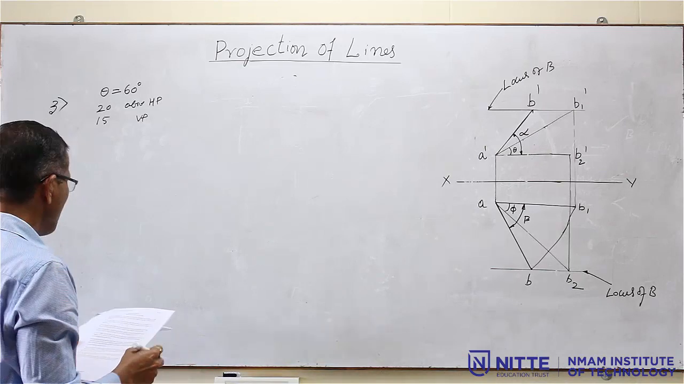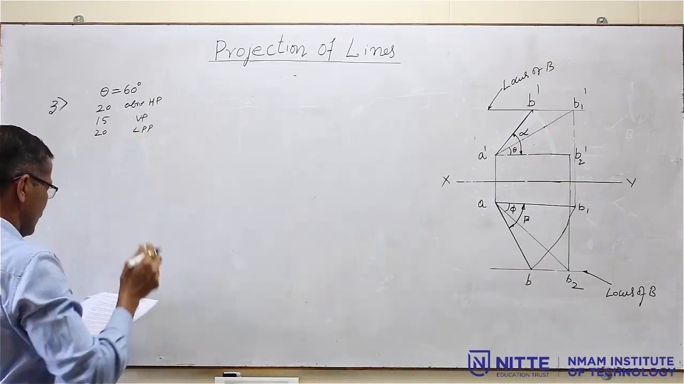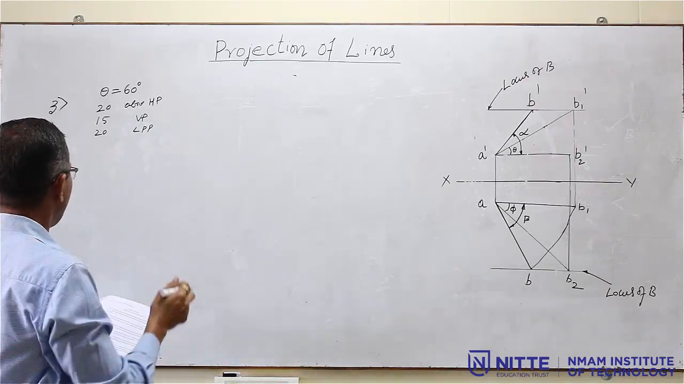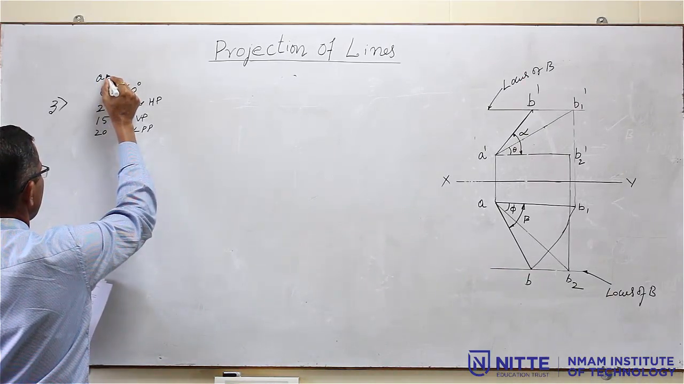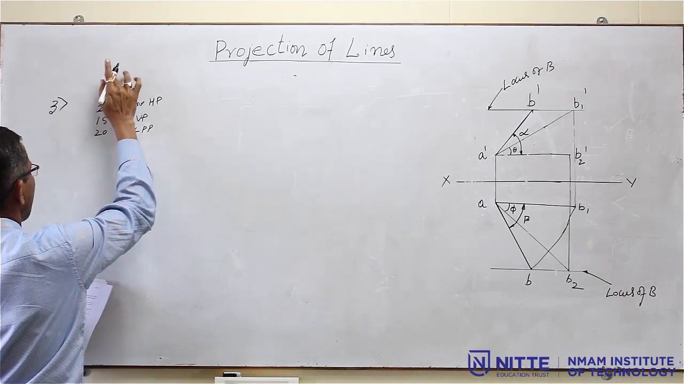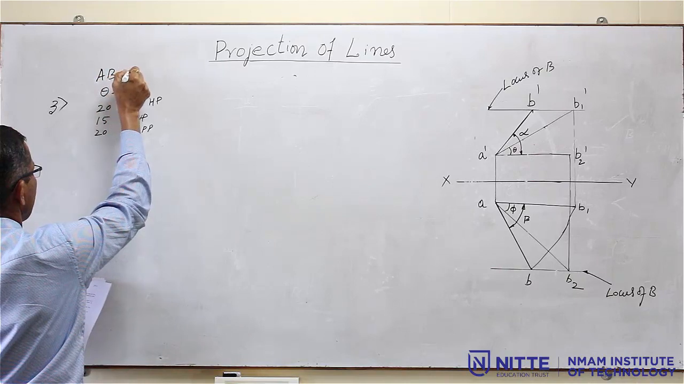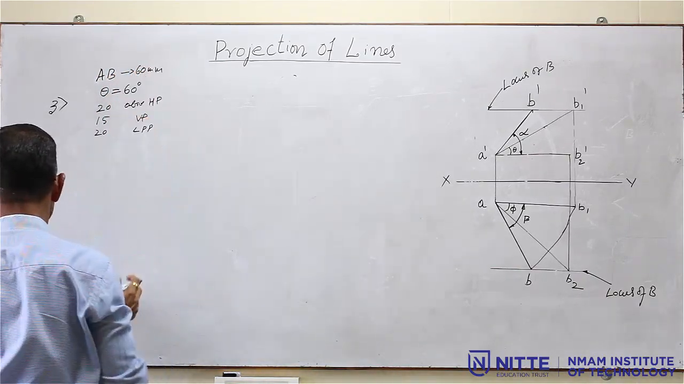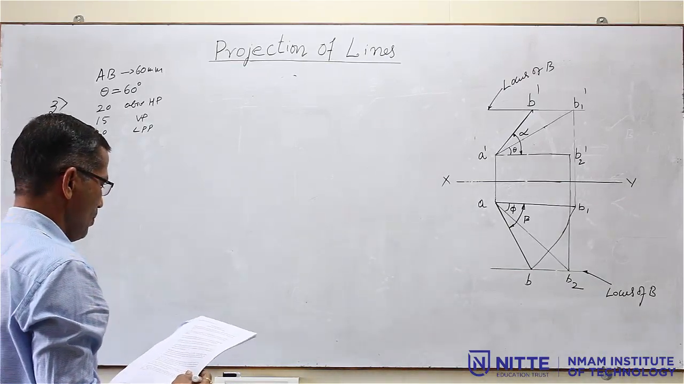And 20 from LPP, 20 from left profile plane, and the length of the line, that is, I will take this AB, it is 60 mm, 60 millimeter. So, draw the projection.